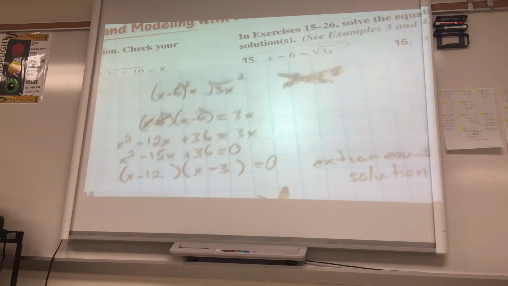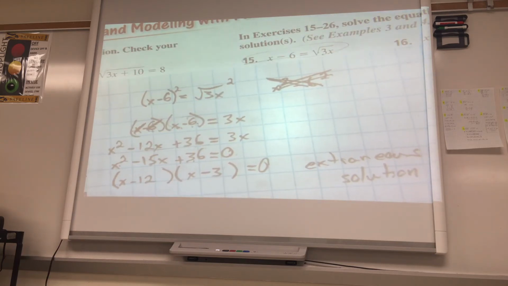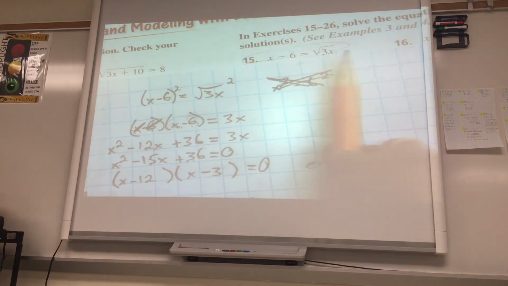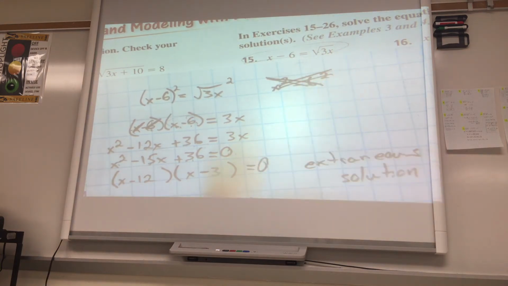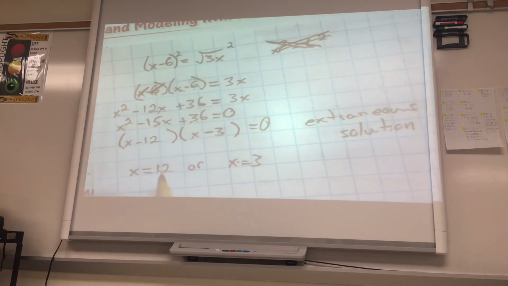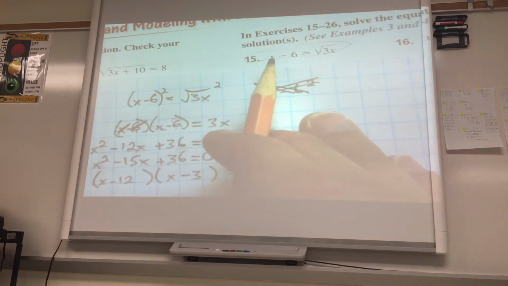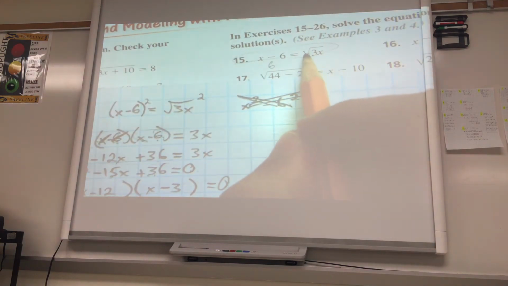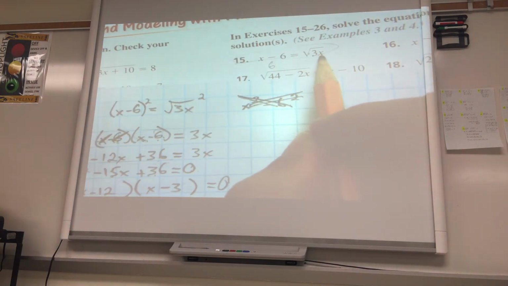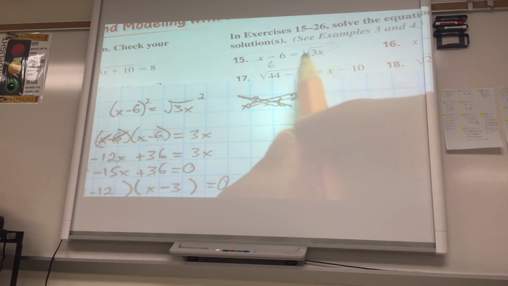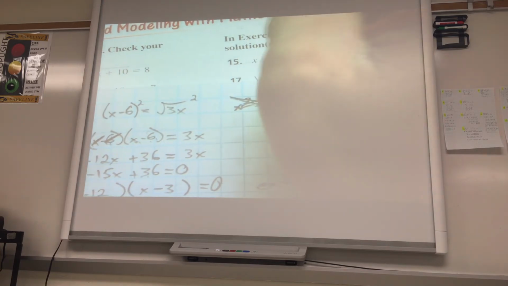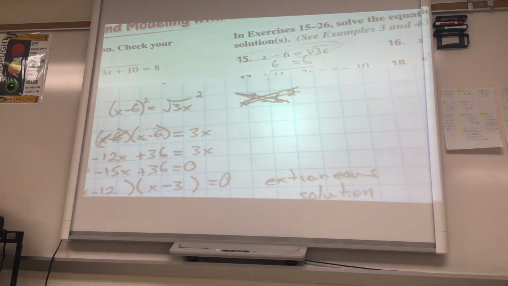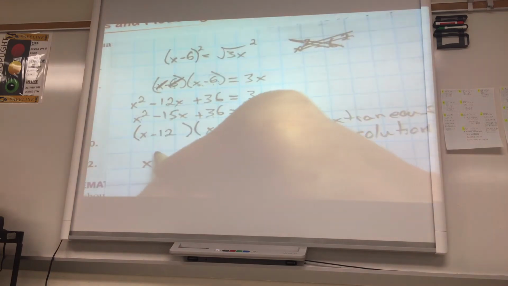And to find out which one, you plug it back into the original equation for the x's, and you see. So let's go ahead and plug in 12. Maybe 12 is a solution. So 12 minus 6 is 6. And then the square root of 3 times 12, 3 times 12 is 36. Square root of 36 equals 6. So 6 does equal 6. So 12 is a solution.